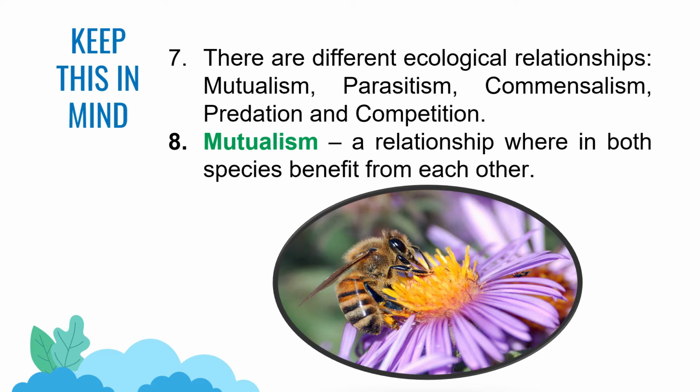Mutualism, a relationship wherein both species benefit from each other. Example of mutualism is the relationship between a bee and a flower, wherein the bee gets to eat and the flower gets to reproduce through pollination with the help of the bee.